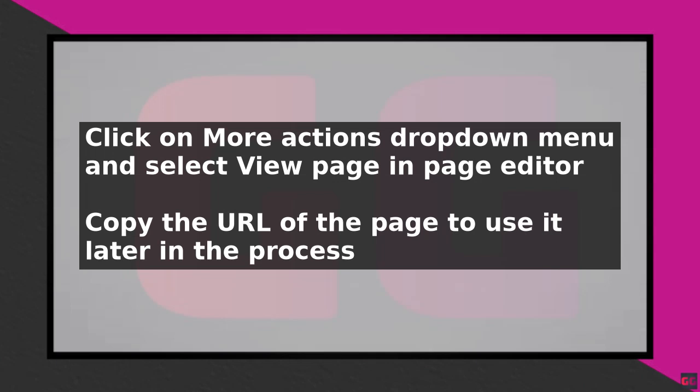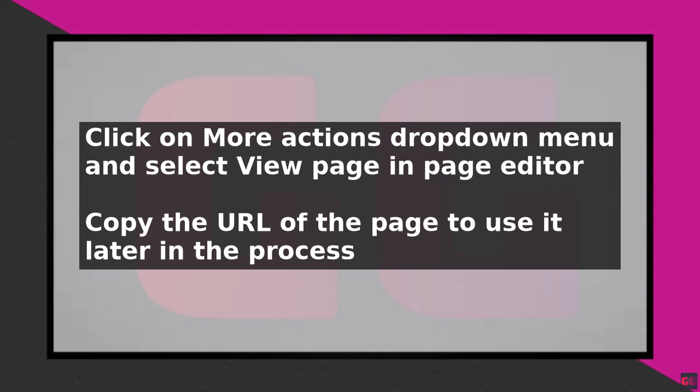Now, go back to the page editor and click on the page's URL to open it in a new tab. Copy the URL as you will need it later. To password protect the page, navigate to the online store section and click on Navigation. Then, click on the Add Menu Item button.